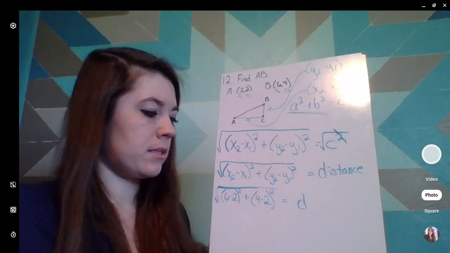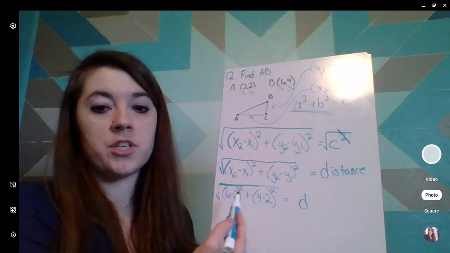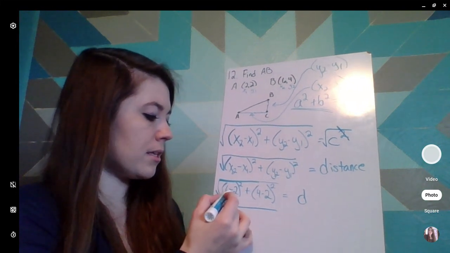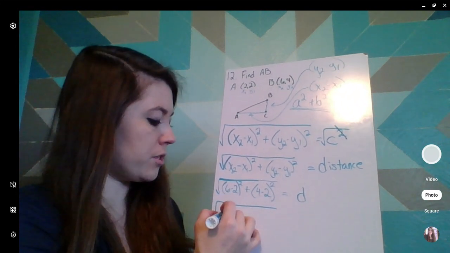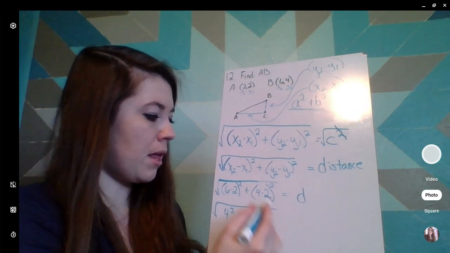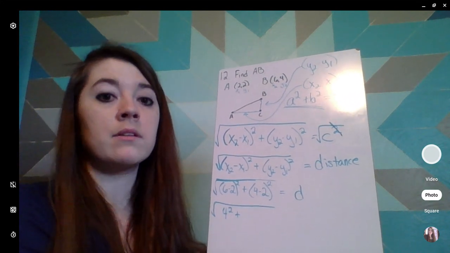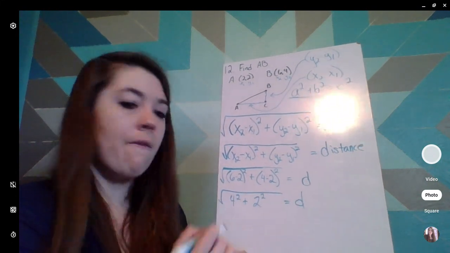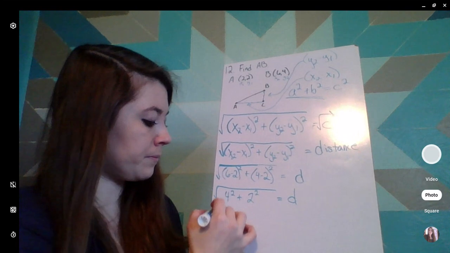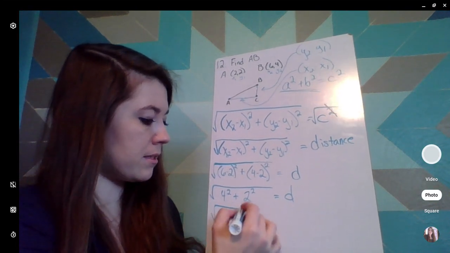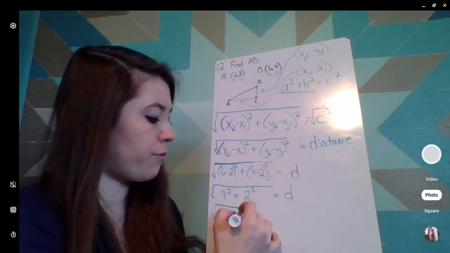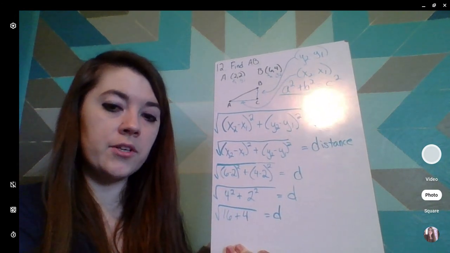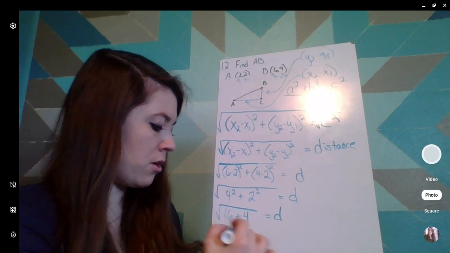This equals distance. So now, order of operations. We would do what's inside the parentheses first. So keep our square root. 6 minus 2 is 4. So we have 4 squared plus 4 minus 2 is 2. So we have 2 squared equals our distance. 4 squared is 16. Excellent. 2 squared is 4. Now we add our two values together. So 16 plus 4 is going to give us 20.